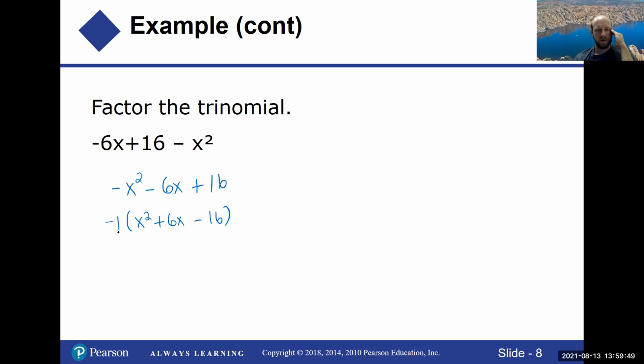So I took out a negative 1. Negative 1 times x squared is negative x squared. Negative 1 times positive 6x is negative 6x. Negative 1 times negative 16 is positive 16. That checks out.